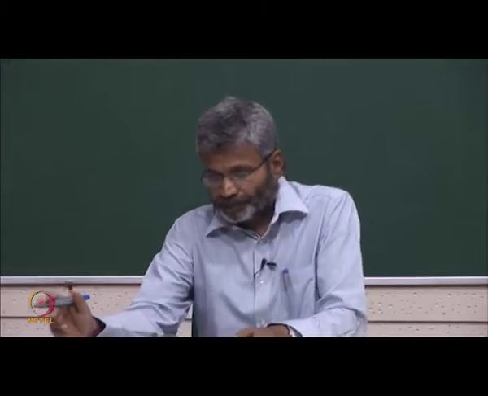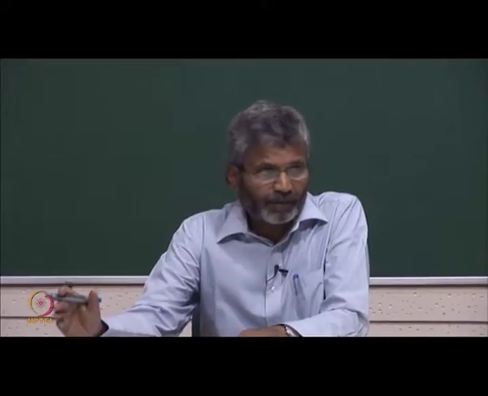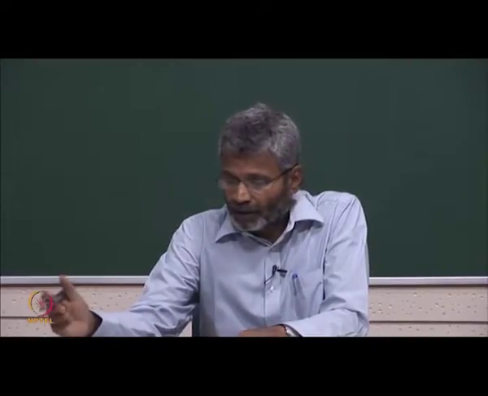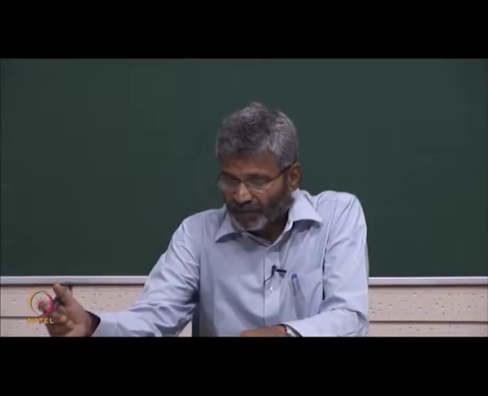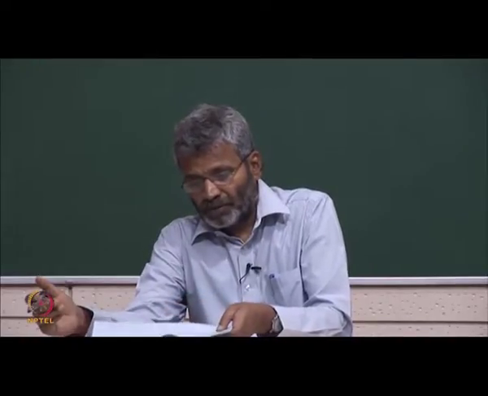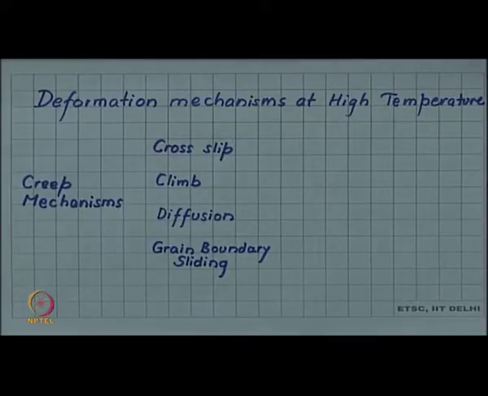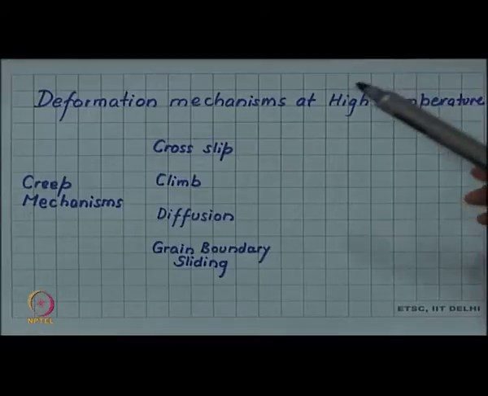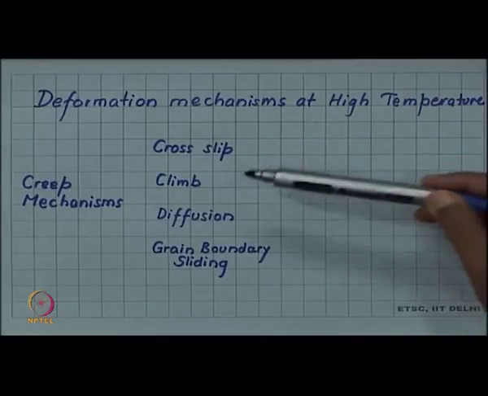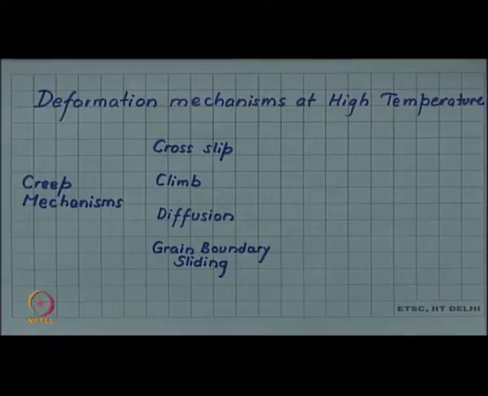But in creep we are seeing that at constant stress itself we are getting continued plastic deformation. So, there may be mechanisms in creep which are different from normal plastic deformation. So, let us look at what are those mechanisms. 4 important mechanisms have been identified: cross slip, climb, diffusion and grain boundary sliding.